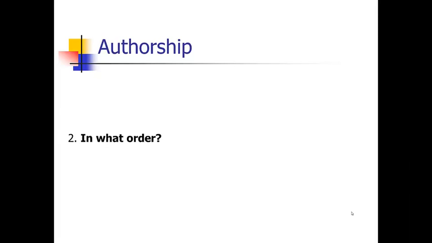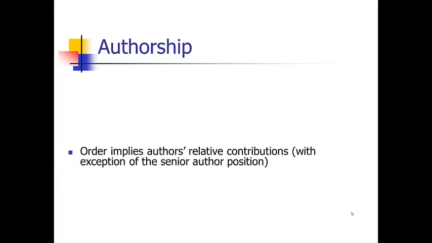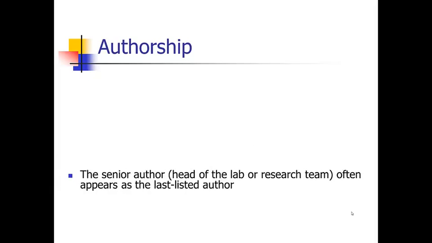And then, of course, there's the issue of what order the authors will appear in. In general, the order implies the authors' relative contributions. The first author is usually the person who actually wrote the draft of the paper, and might have been the person who collected all the data, often a graduate student or a junior person. There's one exception to this: the very last author is often a senior author. That's a position of stature. So the senior author, the head of the lab or research team, will often be the last listed author. That's good to know.